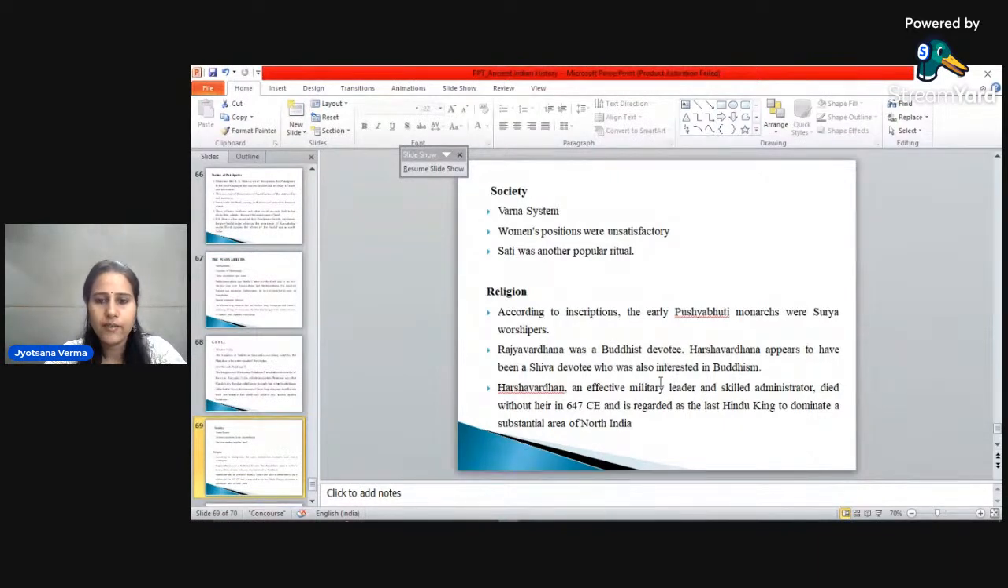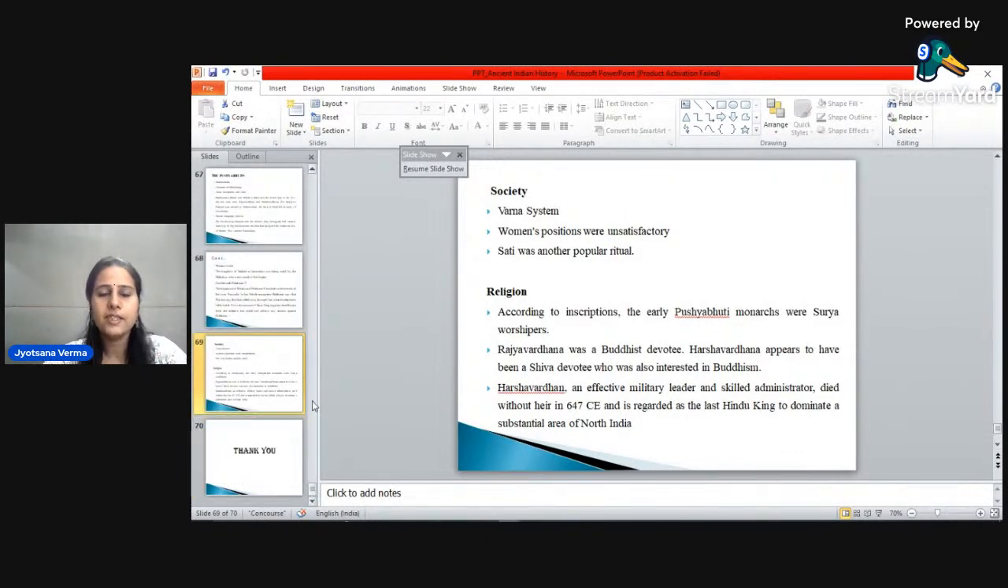Harshavardhana was an effective military leader and skilled administrator, so his political achievements were important, and he died in 647. He is regarded as the last Hindu king to dominate a substantial area of North India. So this is all about the Pushyabhuti dynasty and the later Gupta period.